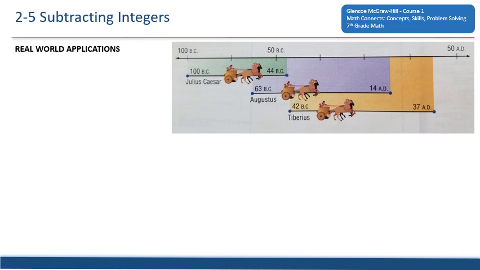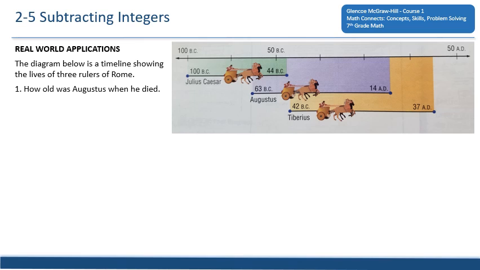Real world applications. We have a timeline here, which is the same as a number line, with the lowest numbers on the left and the higher numbers on the right. The diagram below is a timeline showing the lives of 3 rulers of Rome: Julius Caesar, Augustus, and Tiberius. How old was Augustus when he died?